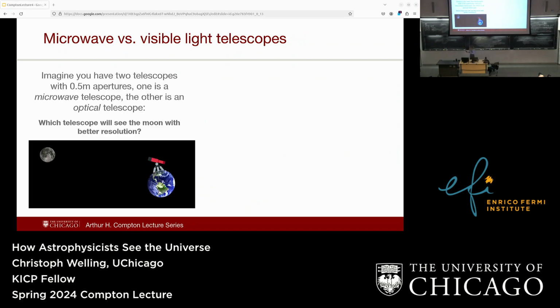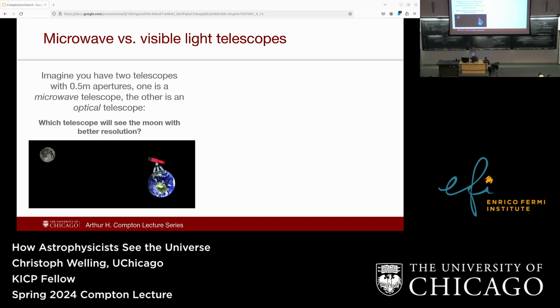So first, let's keep thinking about the relationship between wavelengths of microwaves and visible light. How does that affect our ability to observe features of things? Let's say we have two telescopes. They're the same size, with half-meter apertures. One of them is a microwave telescope. The other one is an optical telescope. We put them on top of the Earth. Which one is going to resolve the moon better?